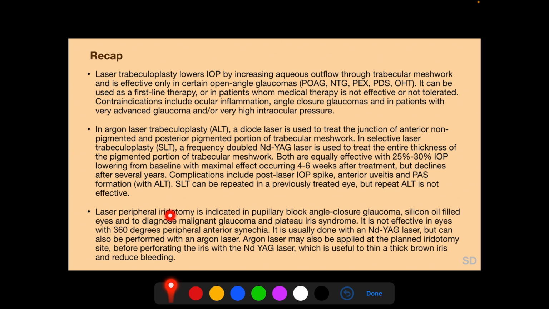Laser peripheral iridotomy is indicated in pupillary block, angle closure glaucoma, silicone oil-filled eyes, and to diagnose malignant glaucoma and plateau iris syndrome. It is not effective in eyes with 360 degrees peripheral anterior synechia, even if there is pupillary block. It is usually done with an Nd:YAG laser but can also be performed with an Argon laser. Argon laser can also be applied at the planned iridotomy site before perforating the iris with the Nd:YAG laser, which is useful to thin a thick brown iris and also to reduce bleeding.